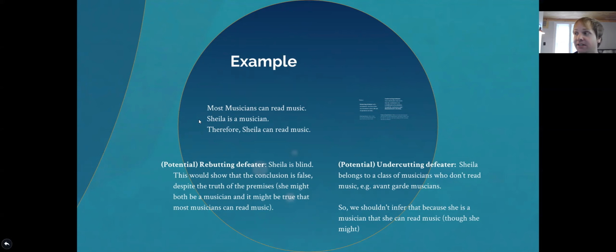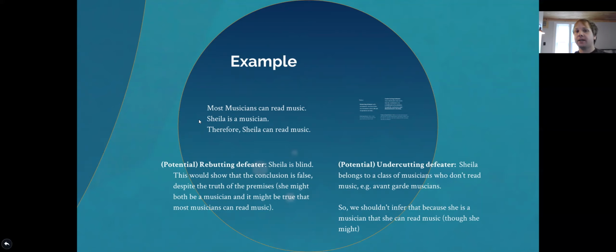Notice that it's still true that most musicians can read music, maybe every one other than Sheila can, and that Sheila's a musician. We could assume that as well. She could just be a blind musician. But then the conclusion that she can read music comes out false once we introduce that piece of information into our shared background knowledge. This is the kind of information that, if we learned it, would serve to undermine the inference to the conclusion by showing that the conclusion is false.